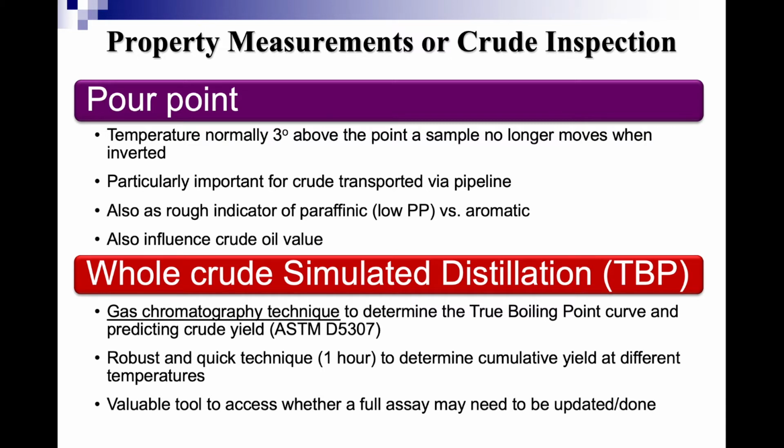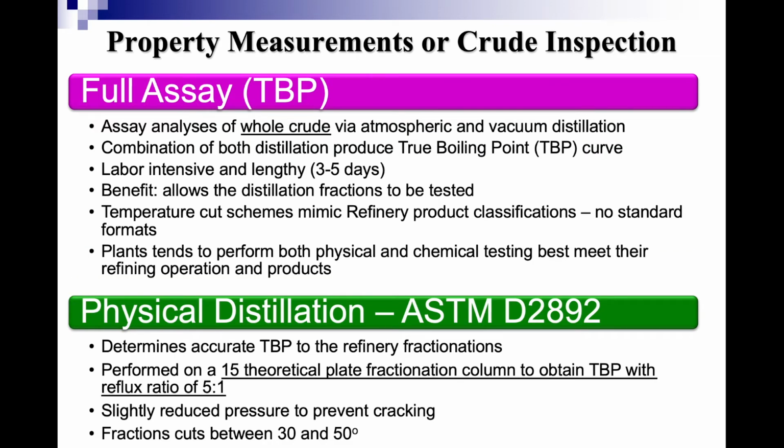Okay, next one we have whole crude simulated distillation (TBP). It is a gas chromatography technique to determine the true boiling point curve and predict crude yield according to ASTM D5307. This is a robust and quick technique, within 1 hour, to determine cumulative yield at different temperatures. It is a valuable tool to assess whether a full assay may need to be updated or can be done straight away. The next one is the full assay, which is the true boiling point assay analysis of whole crude via atmospheric and vacuum distillation. Okay, previously we saw the composition according to atmospheric and vacuum.